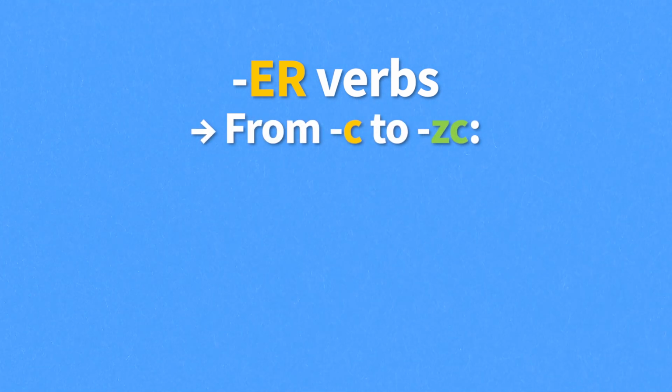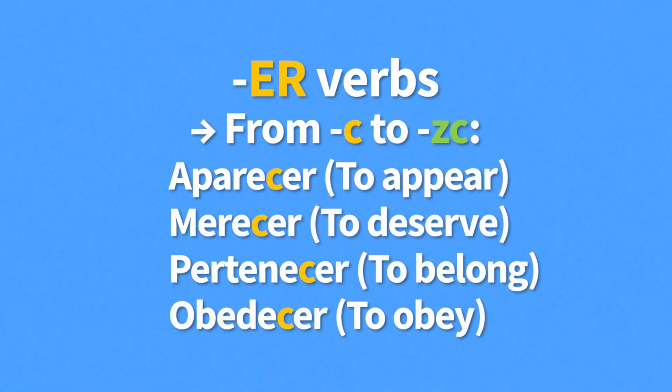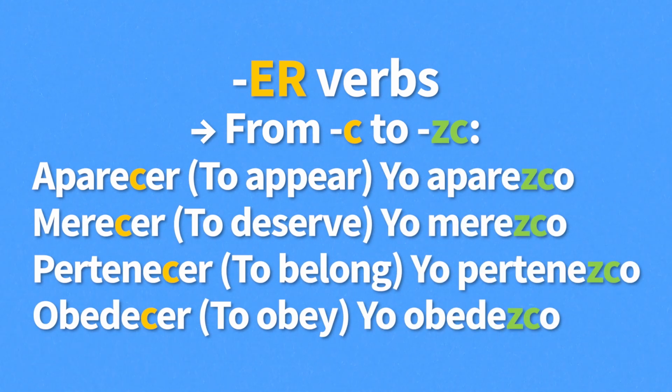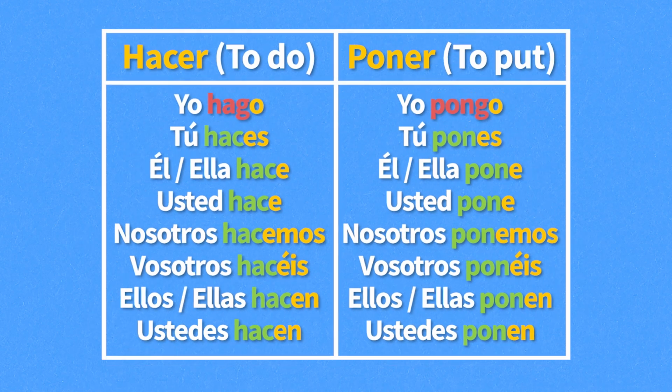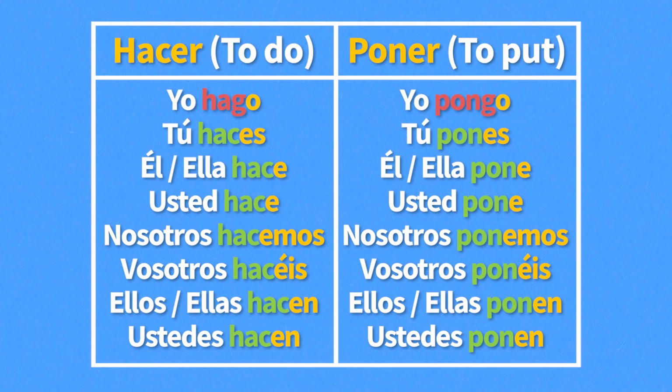The third and final root change for ER verbs is from C to ZC. Some examples are aparecer, to appear, merecer, to deserve, pertenecer, to belong, and obedecer, to obey. In this case, the only form affected is the first person singular yo. So the conjugations would be yo aparezco, yo merezco, yo pertenezco, yo obedezco. There are some other cases with ER verbs where only the yo form is irregular, like hacer, to do, and poner, to put.